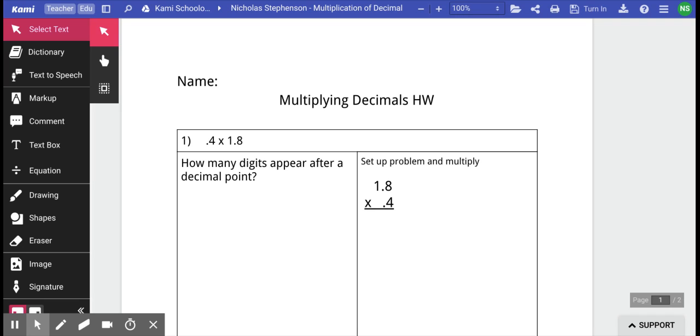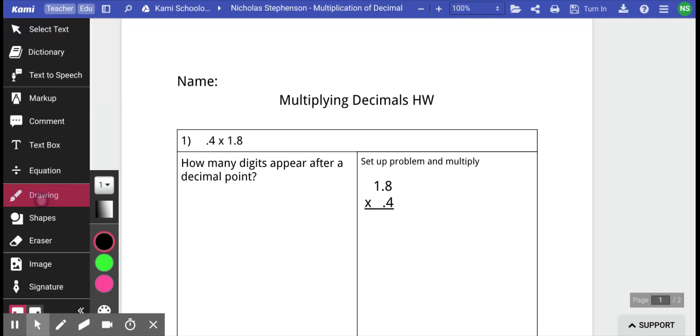All right. Tonight's homework is multiplying decimals. We talked about this in class today, but we went over it quickly. I know there were a lot of questions. So for each problem tonight, there are two parts to it. The first part, you're counting up how many digits appear after a decimal point.